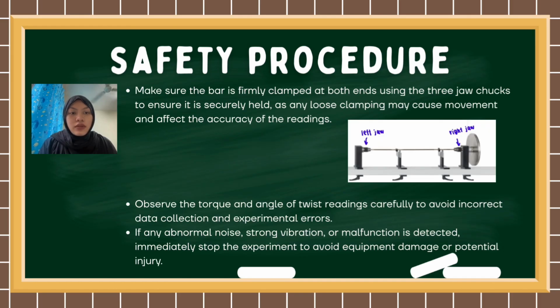Next is to make sure the bar is firmly clamped at both ends using the 3-jaw chucks to ensure it is securely held, as any loose clamping may cause movement and affect the accuracy of the readings. And then observe the torque and angle of twist readings carefully to avoid incorrect data collection and experimental errors. If any abnormal noise, strong vibration, or malfunction is detected, immediately stop the experiment to avoid equipment damage or potential injury.